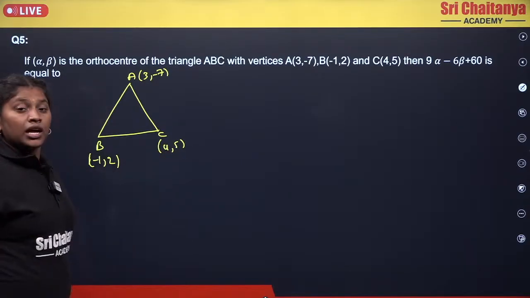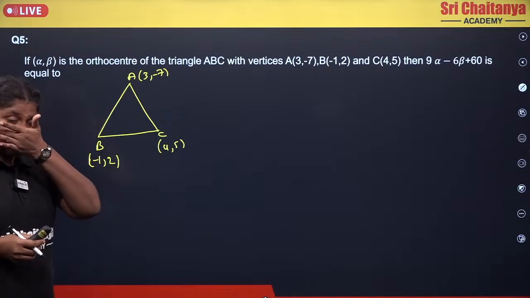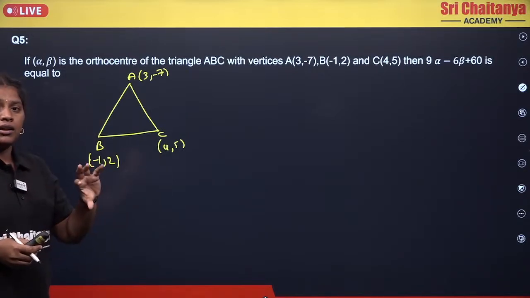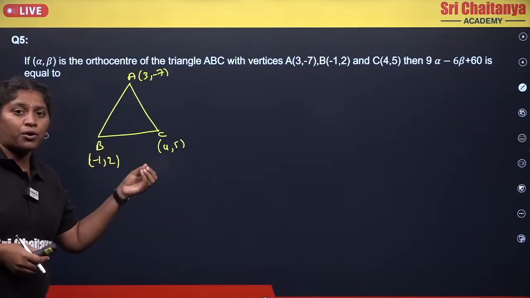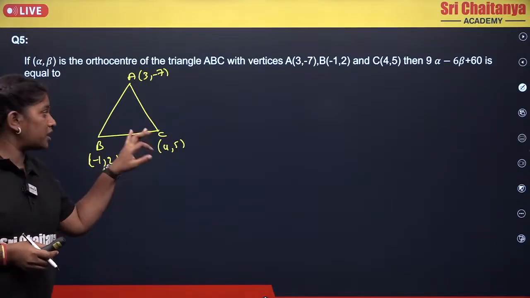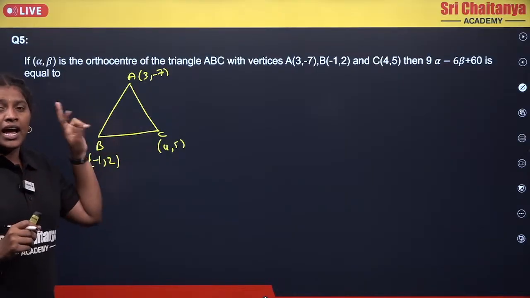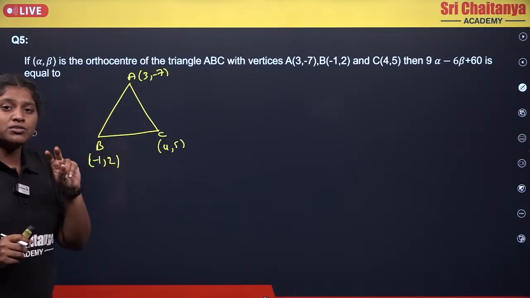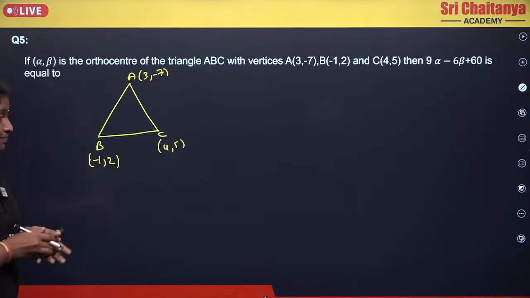Okay, now we need to find the orthocenter. So in order to find the orthocenter, first of all we need the slope, right? If you know the slope and if you know the point that we are having on that line, from there you will get the perpendiculars. Like from there you will get the altitudes. And if you solve those two altitudes, then you will get your orthocenter.